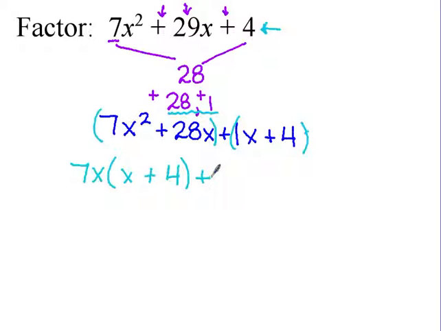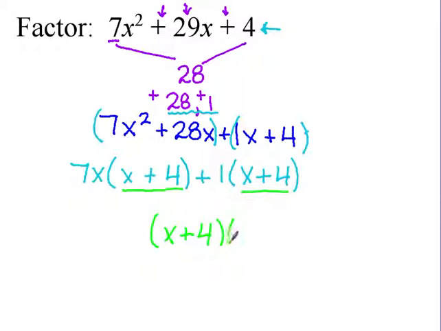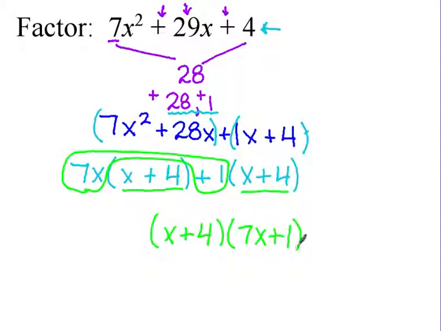Now in this next bunch, I have a 1x and a 4. Is anything in common there? 1. There you go. And that leaves me with x plus 4. Now if you've done this correctly, these will match. And that is one of my factors. What's my other factor going to be? My other factor is going to be whatever's on the outside, remember? And so here we go. This is my other factor. My kids in Algebra 2 call that the phone. They say it kind of looks like a phone handle. So anyway, 7x plus 1.